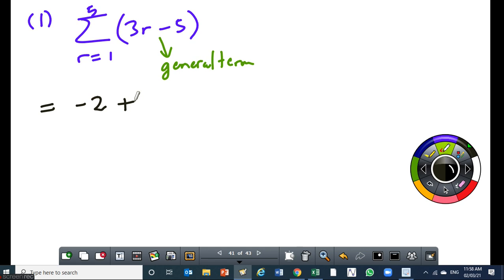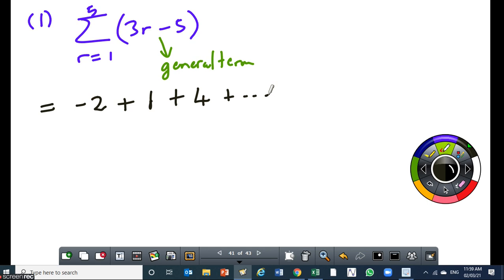It's because the sigma notation means we are talking about a series. Okay? The second term, I'll substitute r equal to 2. 3 times 2 gives you what? 6. 6 minus 5 gives you 1. So the second term is going to be a 1. The third term, I have to substitute r equal to 3. 3 times 3, that's 9, minus 5 will give me a 4. Then I can say plus, plus, up to the fifth term.